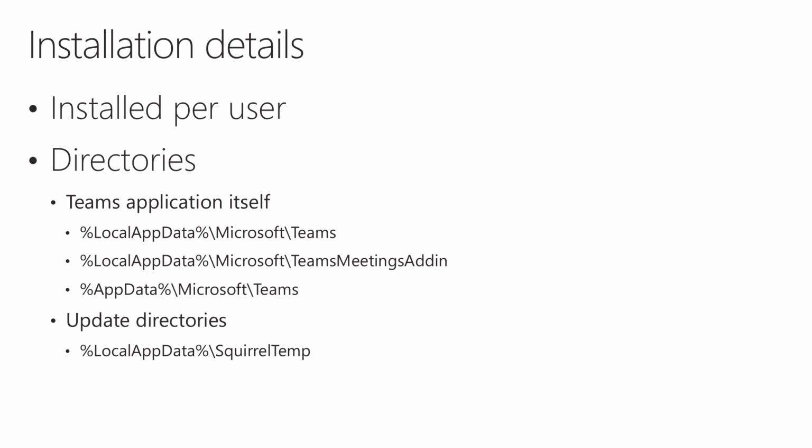Installation details. As said before, the installation is per user. So if you have multiple users using the same machine, each of the users will have an installation of the Teams client. We have listed here the directories where Teams is installed to and the directory that's required for the update. Please make sure that if you have an automatic rollout, all of these directories can be accessed by the MSI and can be leveraged.